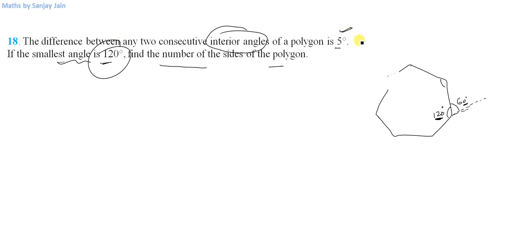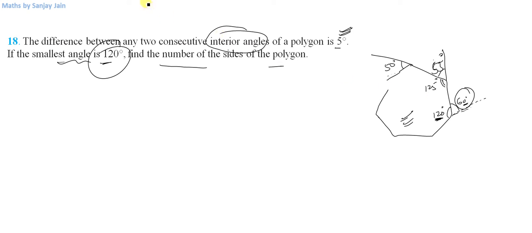the difference between two consecutive angles is 5 degrees. So the next angle that I'll have is 125 degrees, because this is the smallest one, right? So if this is 125, what will be the exterior angle? This will be 55, right? So this is the largest exterior angle that I have, and this will keep on decreasing by 5 degrees. So this will become 50 and so on, right? This may not be the correct diagram, but this is to understand what is happening here with the angle.